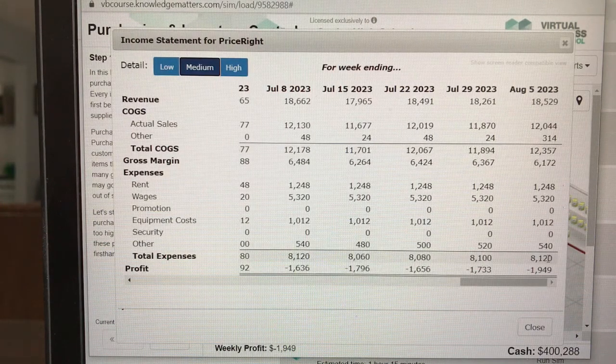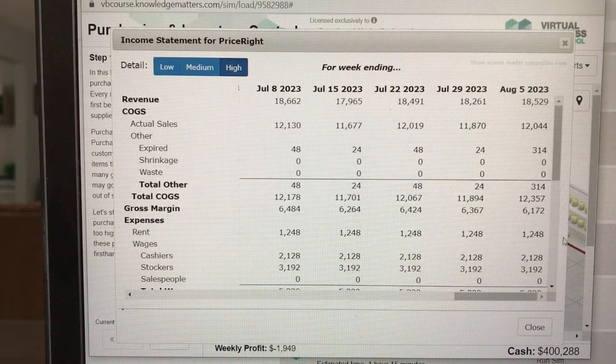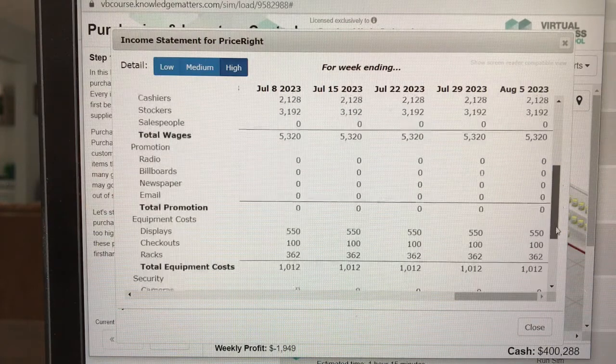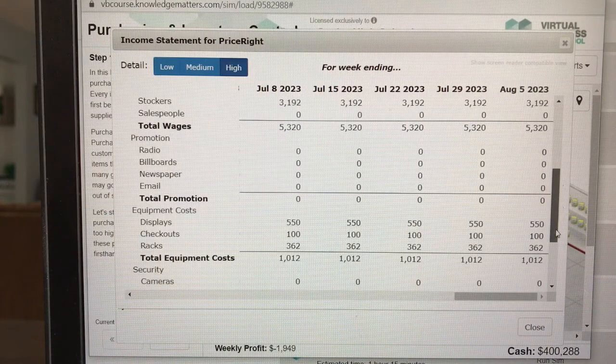Okay, we probably had some more delivery costs too that went up because they probably charged us for some other things that we didn't have.